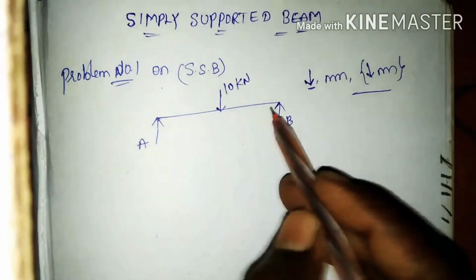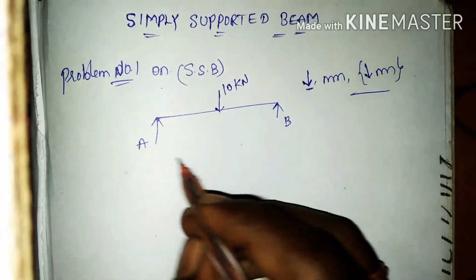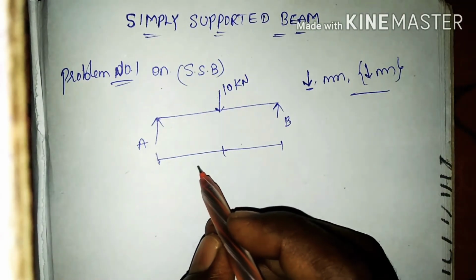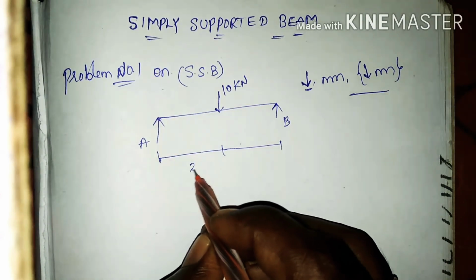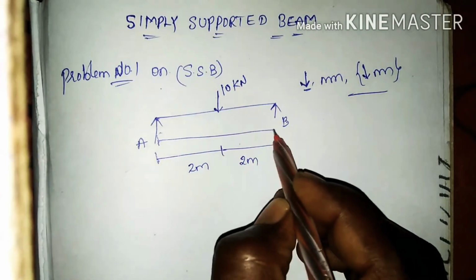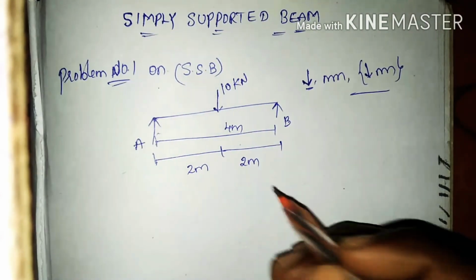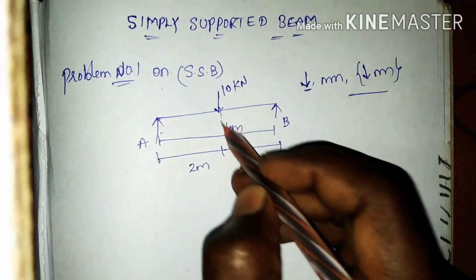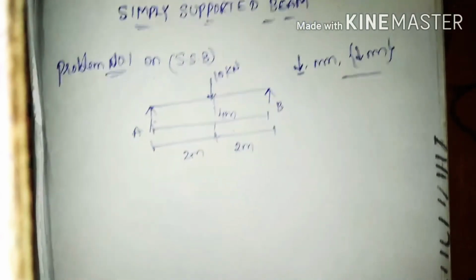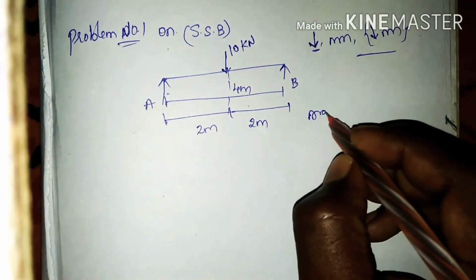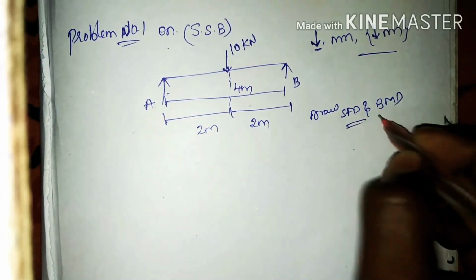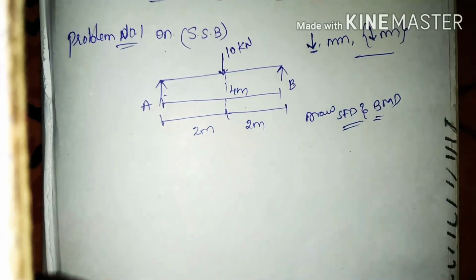For today, we are going to have a point load at the midspan of the simply supported beam. Let us consider this is 2 meters and this is 2 meters. The total span of the beam is 4 meters. This load is acting at the midspan of the beam AB. Here we need to draw the shear force diagram and bending moment diagram for the given data.